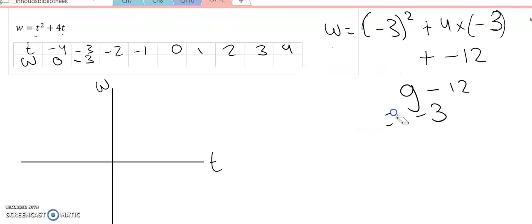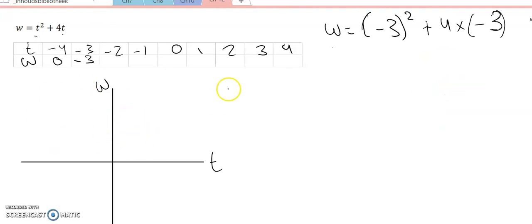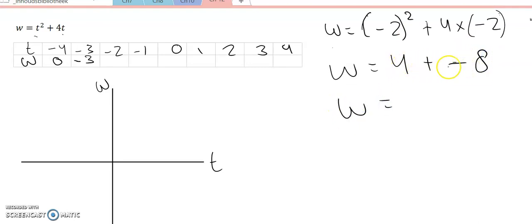I'm going to explain the whole table, but if you do know how to do this, then you can skip maybe a few minutes until the drawing part. Okay, so you have to replace every t for the number in the table. So now we get negative 2. W is negative 2 times negative 2 is 4, plus 4 times negative 2. Oh, and 4 times negative 2 is negative 8. So W is 4 minus 8, because this is the same as minus, is negative 4. Okay, then negative 1.